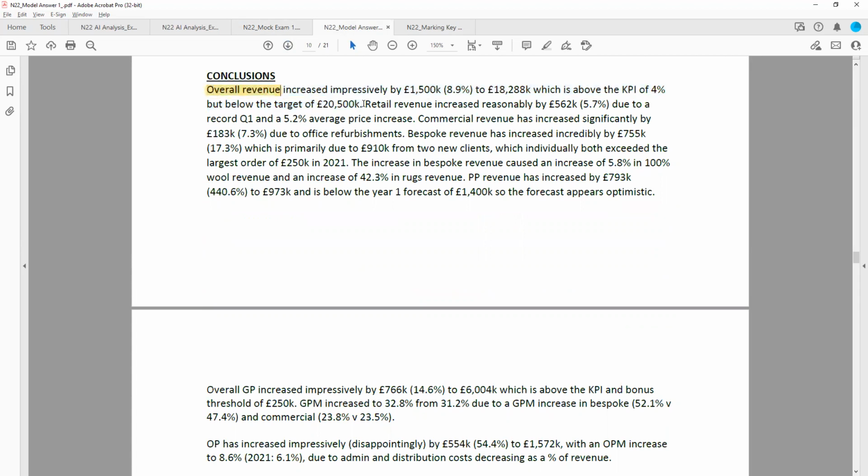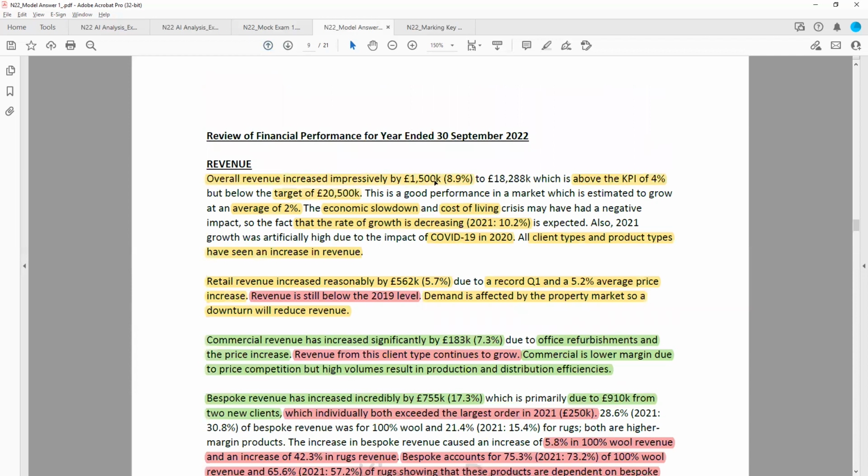So we need something for overall revenue, and I need it by client type. So we need something for retail, something for commercial, something for bespoke, and also something by the products as well. So I've got something on wool, something on rugs, and something on PP. Ideally, I should probably have 80/20 in there as well. So I need a point on each of these. So I'm just going to take the main point from above. What was the increase and maybe the brief reason why.